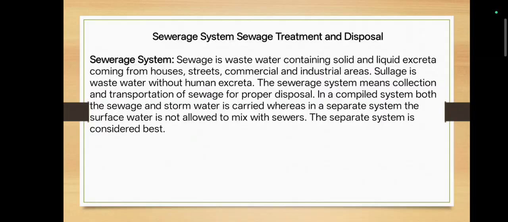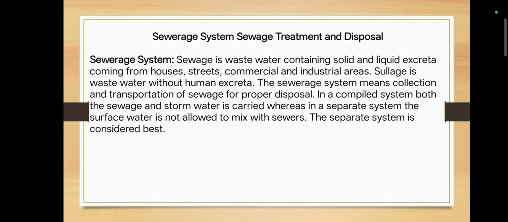Sewerage systems and sewage treatment. Sewerage system. Sewage is wastewater containing solid and liquid excreta coming from houses, streets, commercial and industrial areas. Sewage is wastewater without human excreta. The sewerage system means collection and transportation of sewage for proper disposal.